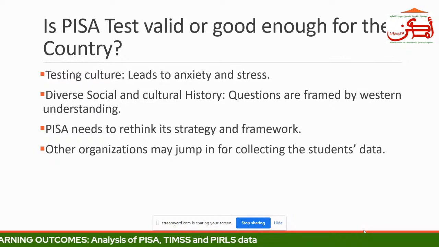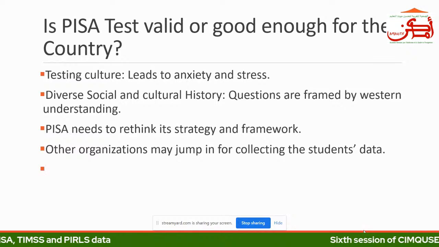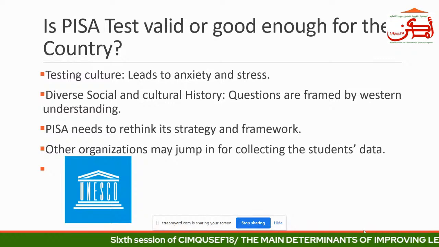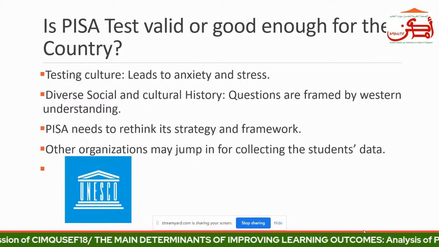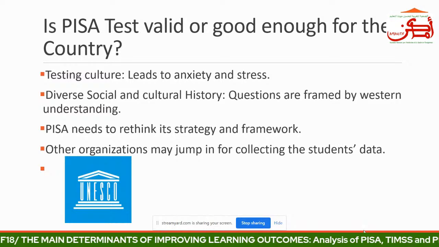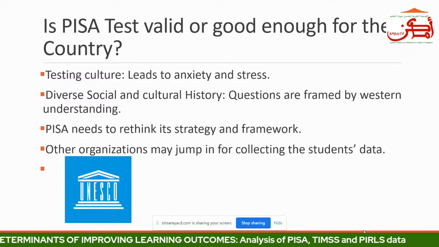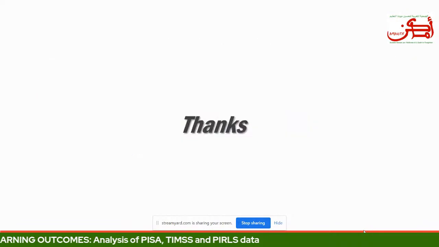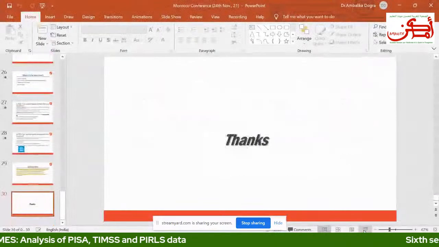Other organizations may jump in for collecting the students' data. For example, UNESCO may come in to collect the students' data and find out different analyses of the data, to find out what is going on in the data and what the performance of the students is. So I think instead of just assessing students, the focus should be more on the learning process. And that's what I have to say about this presentation.